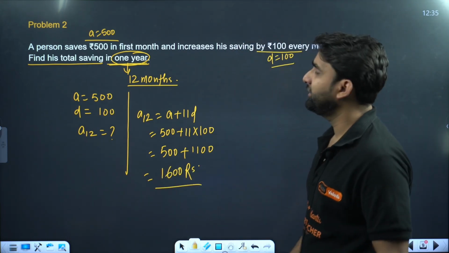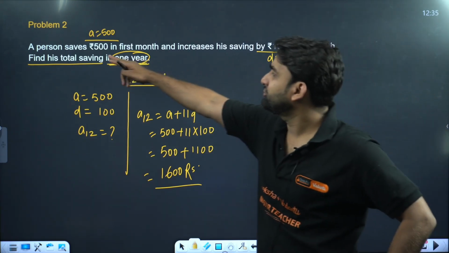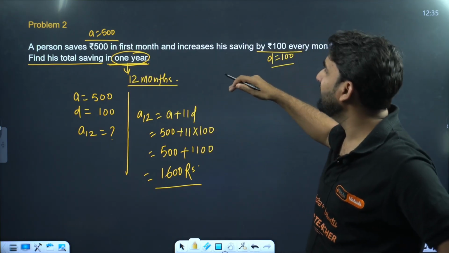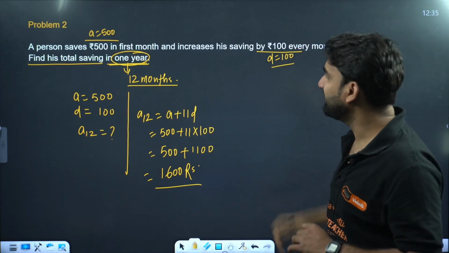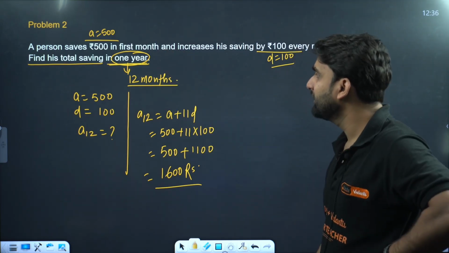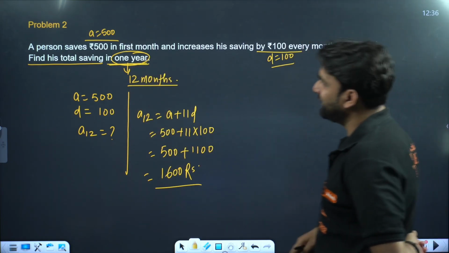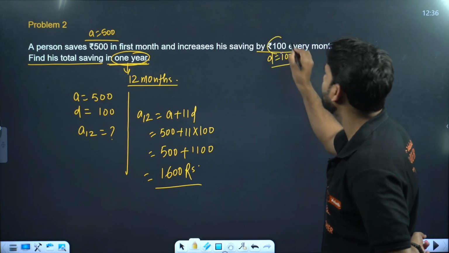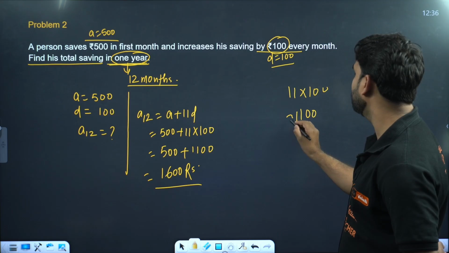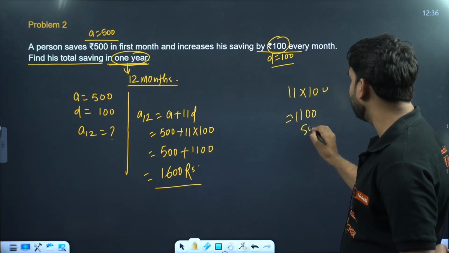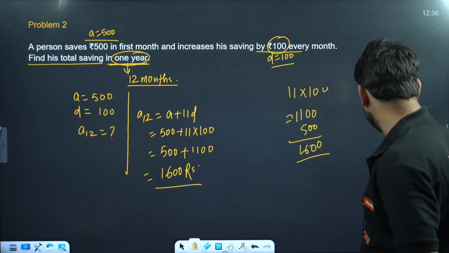So in 1 year he will be saving 1600 rupees, because in the first month he had 500 rupees, and from the next month he is increasing his saving by 100 rupees. So in the next 11 months it will increase by 11 into 100, which is 1100. Using common sense, we add 500 more, because he had already 500 rupees, and we get the same answer. I hope it is clear. Moving to next.